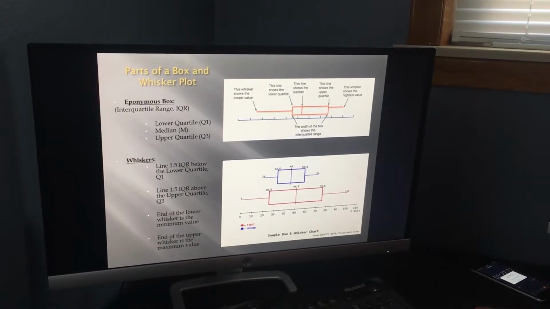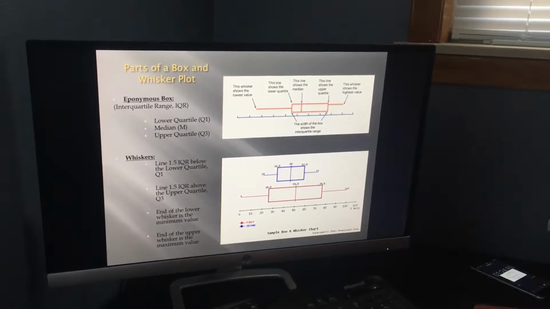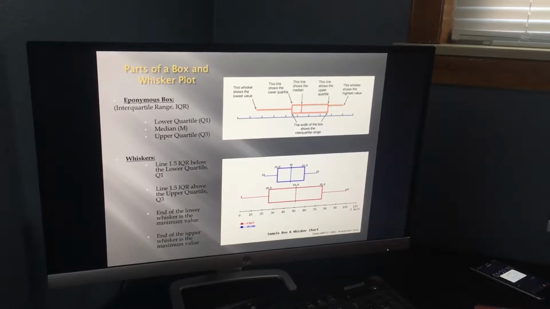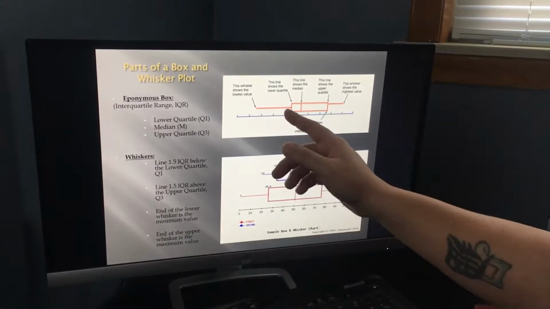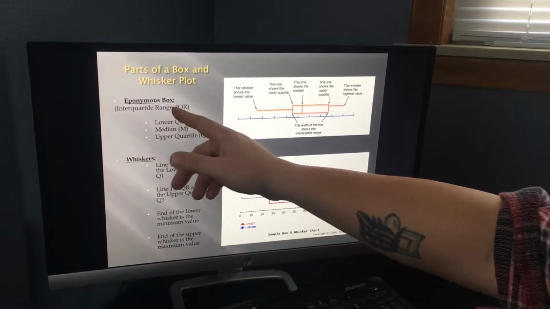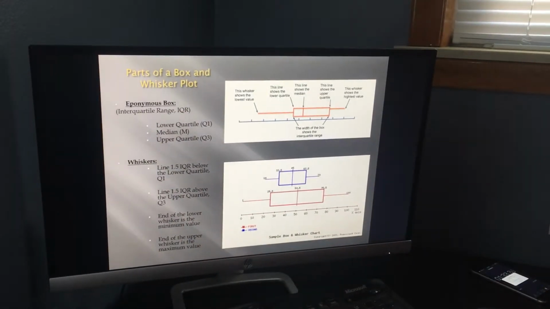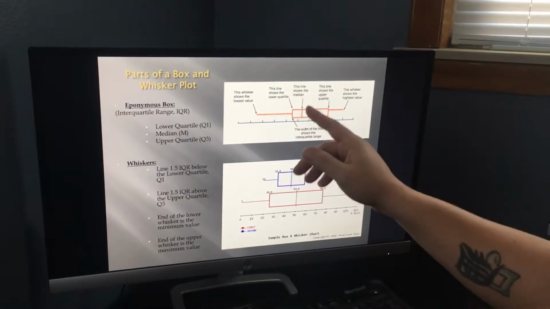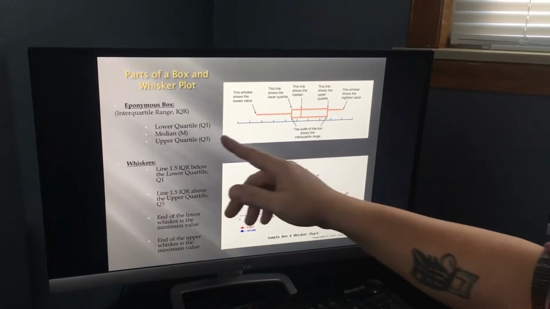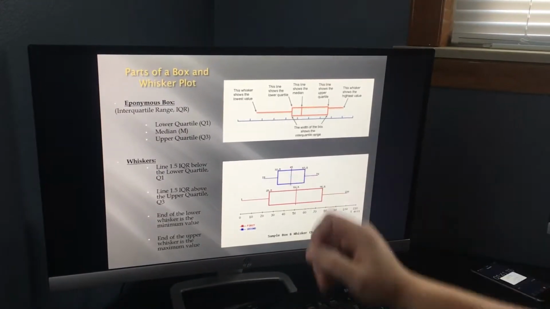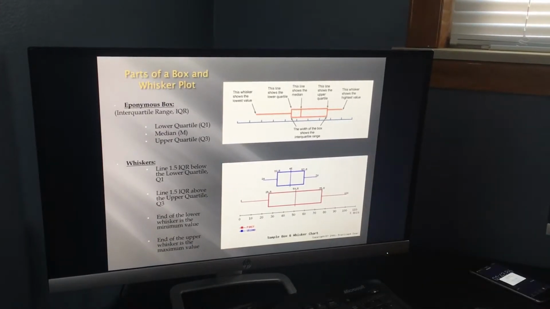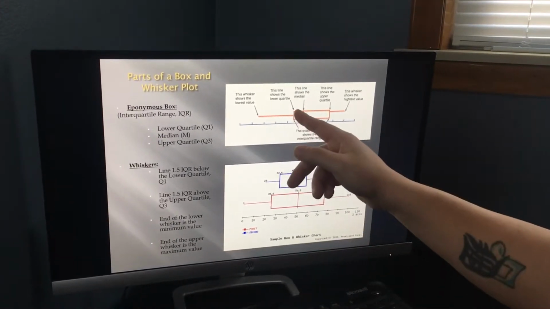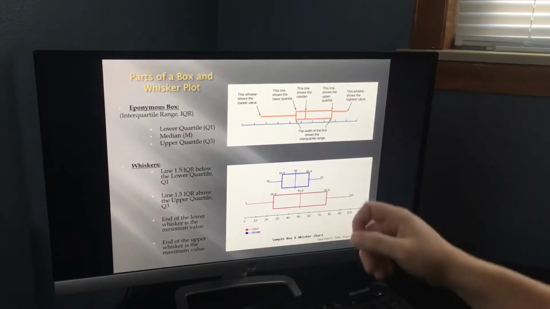Now, in order to talk about the box and whisker plot, we have to be able to talk about the parts of it. So, the box here is the eponymous box, or the interquartile range, known as the IQR. Now, we have the median, which is in the middle. We have the lower quartile on this side. We have the upper quartile on this side. As you see, lower quartile, median, upper quartile.